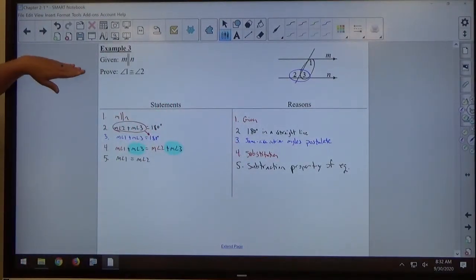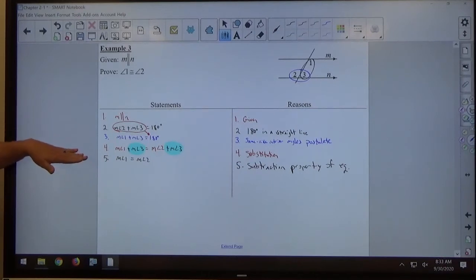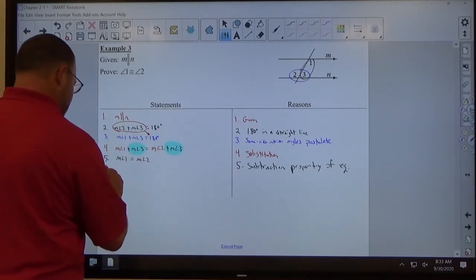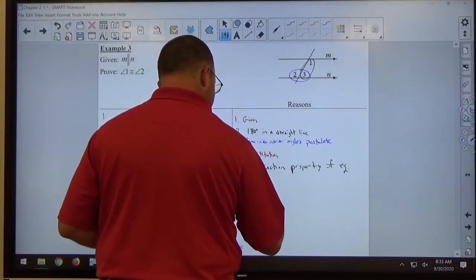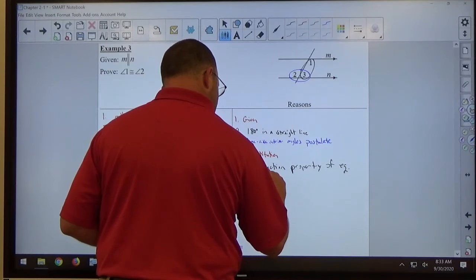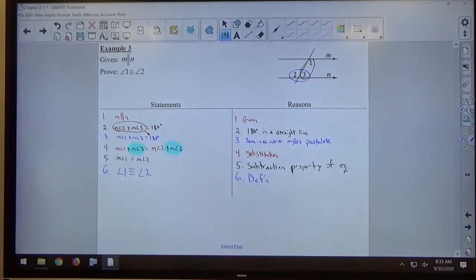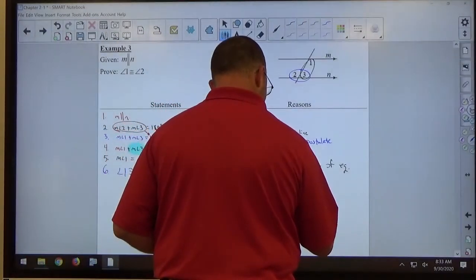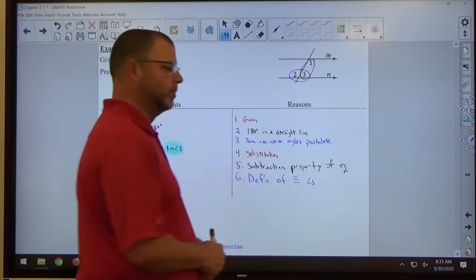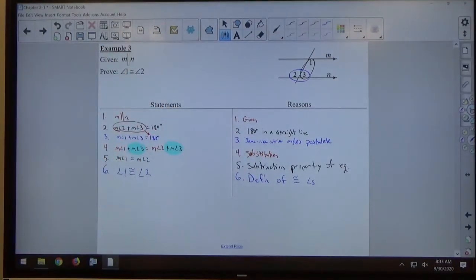And finally, anytime I want to prove congruence, I first have to prove equality. Once they're equal, they're congruent. The definition of congruent angles says if two angles are equal, then they are congruent. So, number 6, I'm going to say angle 1 is congruent to angle 2 by the definition. Let me show you some abbreviations here. That's the abbreviation for definition, defin. There's lots of definitions, so if you give me a defin, I'll know you mean definition. Definition of congruent angles. Check out how I spelled congruent angles there.